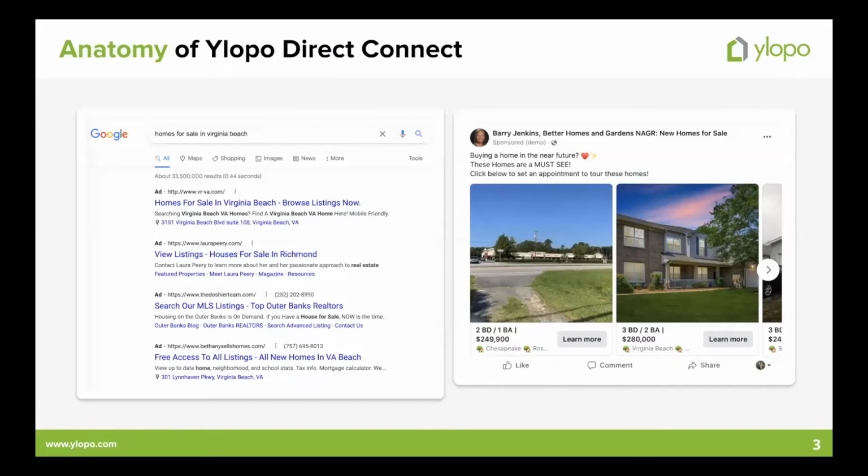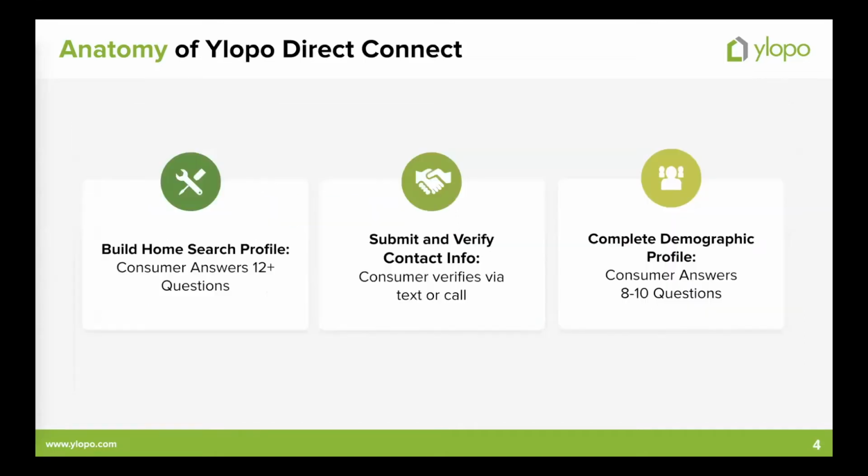How does it work? Well, a consumer first starts the journey as they normally would on Google or Facebook. So they're going on Google and typing in homes for sale in Virginia Beach, or they're going on Facebook and we're targeting prospective homeowners with listings that they might be interested in. Now, what makes the dynamic registration powering this technology different is that with the Direct Connect product, we are doing three things with the consumer.